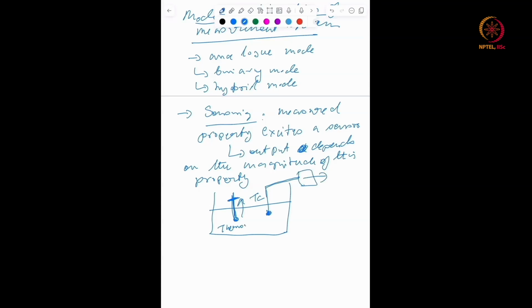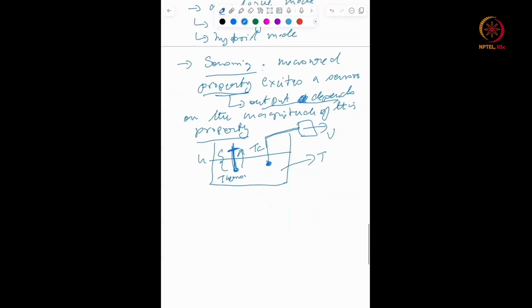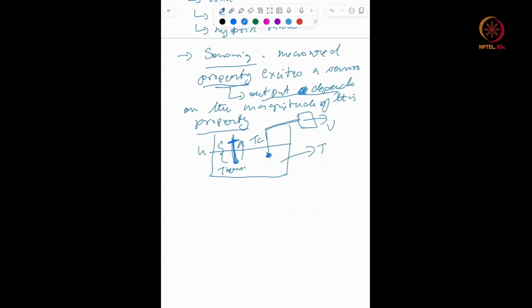So this is what happens: the measured property, in this case temperature, excites a sensor, and the output depends on the magnitude of this property. Whatever the temperature is, that much is the voltage or that much is the rise in height, depending on what you are actually dealing with. So the first part is sensing.